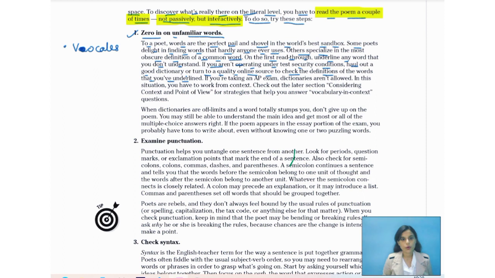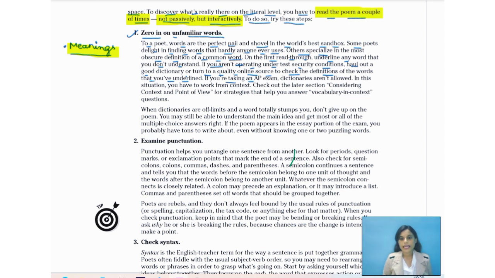Just focus on the vocabs. Find out the meanings. Look up a dictionary, or you have Google, Wikipedia. Look up the meanings of the words which you think you don't know the meaning of, or you haven't come across this word previously.